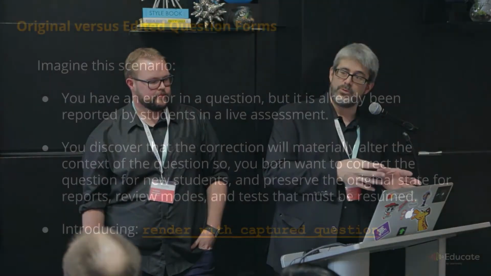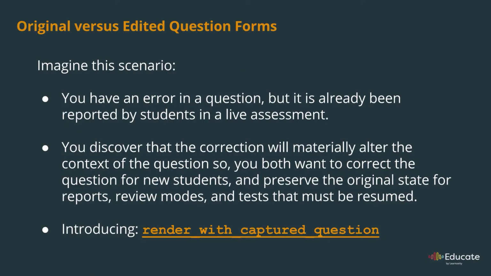So the idea behind this is you now have perhaps one student who has seen the errant question and has chosen a specific answer based on that version of the question. You've now made a correction, and you have other students yet to take the assessment. So what we've now introduced is a new property called render with captured questions.